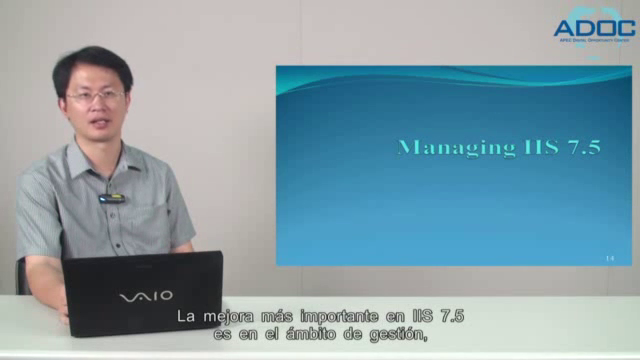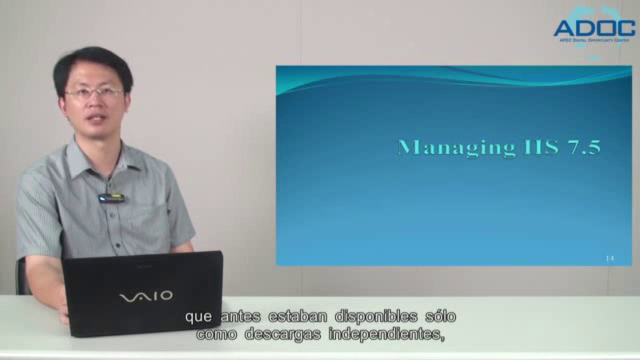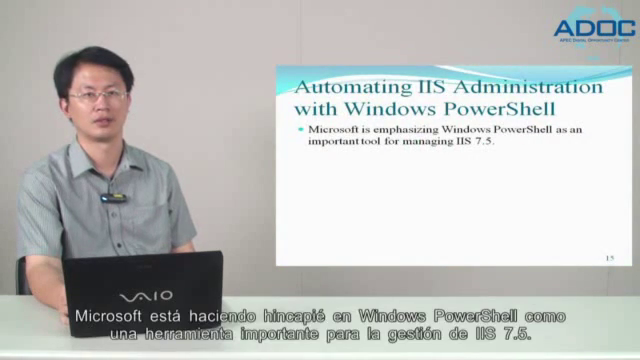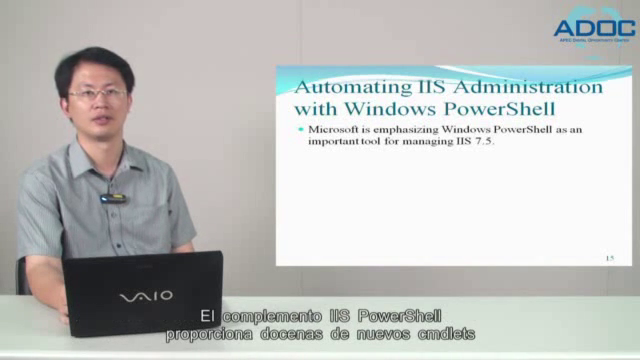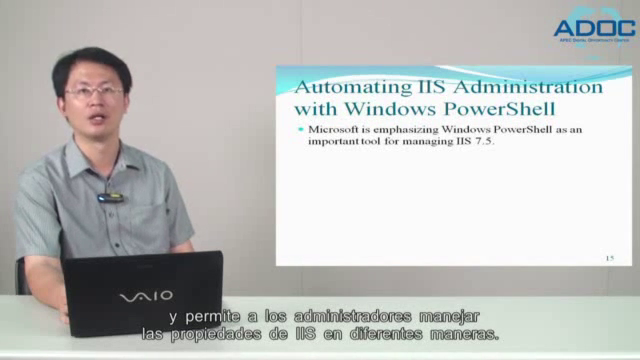The biggest improvement in IIS 7.5 is in the area of management, which includes a number of IIS configuration tools that were previously available only as separate downloads. And Microsoft has enhanced many of the existing tools. Microsoft is emphasizing Windows PowerShell as an important tool for managing IIS 7.5. The IIS PowerShell snap-in provides dozens of new cmdlets and enables administrators to manage IIS properties in several different ways.